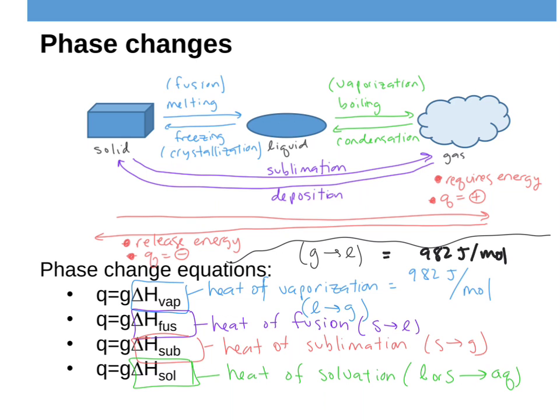So instead of requiring energy and being a positive number, it's going to release energy and be a negative number. And we're going to see that in some of these examples here that I'm about to do. So don't worry if you can't find a heat of deposition or a heat of freezing or something like that. It's going to be the heat of sublimation opposite, or the heat of fusion but opposite, the negative values. So let me show you what I'm talking about.